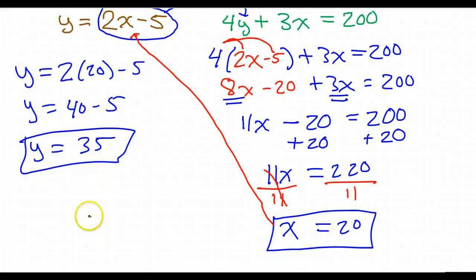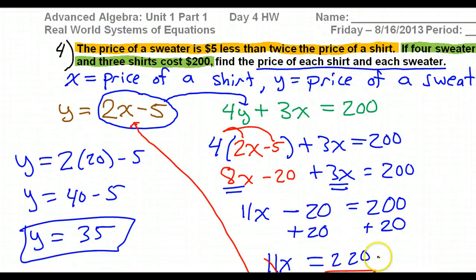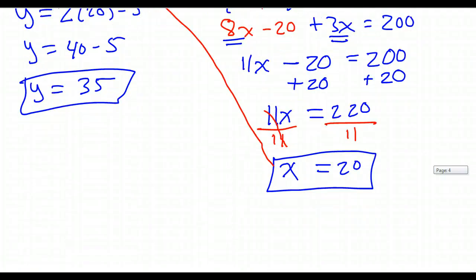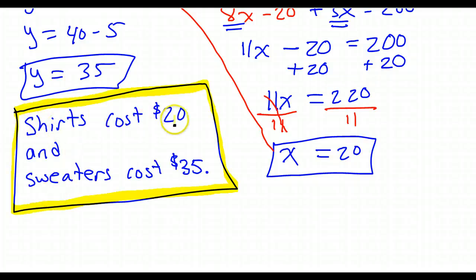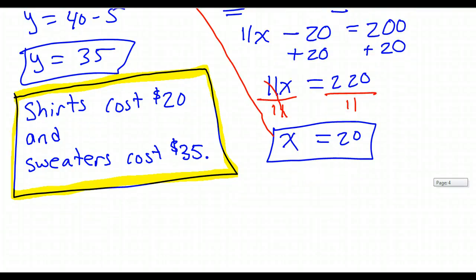Anyway, back to the math. We made up these variables, x's and y's. So it's more important than ever to go back and put this as a sentence to get the meaning back. So remember that x was the price of a shirt and y was the price of a sweater. So here's the answer in words. Shirts cost $20 and sweaters cost $35. Again, do not leave your answers as just x equals 20 and y equals 35. You must turn it back into a sentence.